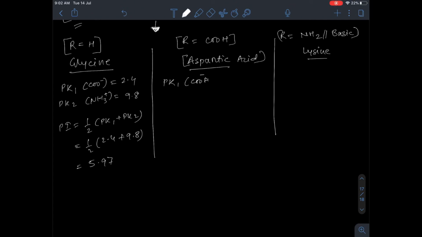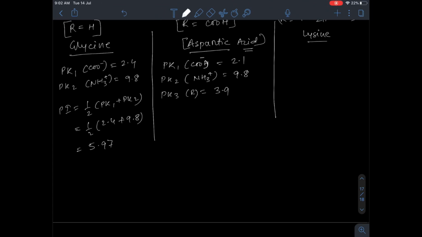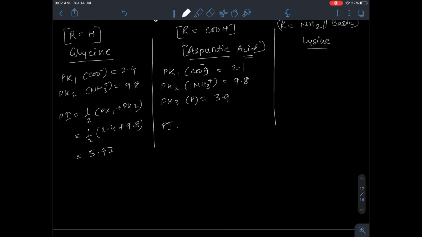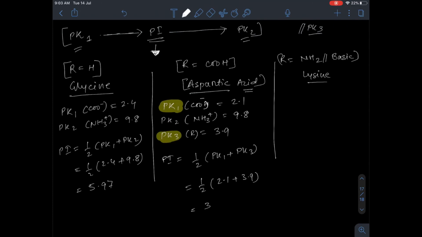We are not considering pK3 because we know the R group is hydrogen, so the pI will be 5.97. For aspartic acid, pK1 is for the carboxyl group, and pK3 should be of the R group. So pK1 for the carboxyl group is around 2.1. You can get it from any biochemistry book. pK2 is 9.8 and pK3 is 3.9. So this is aspartic acid, so we'll consider both the carboxylic groups, or acidic groups. So we'll consider pK1 and pK3. So pI will be half of the sum of pK1 and pK3, and if we calculate, the value comes around 3.